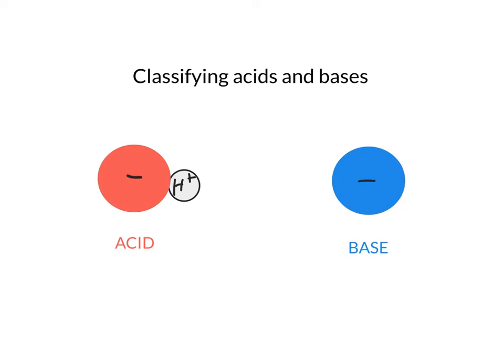By definition, an acid is a compound which donates an H plus to another compound. On the other hand, a base is a compound which accepts a proton. Once the acid has donated its proton to the base, the base becomes the acid, and the acid becomes the base.